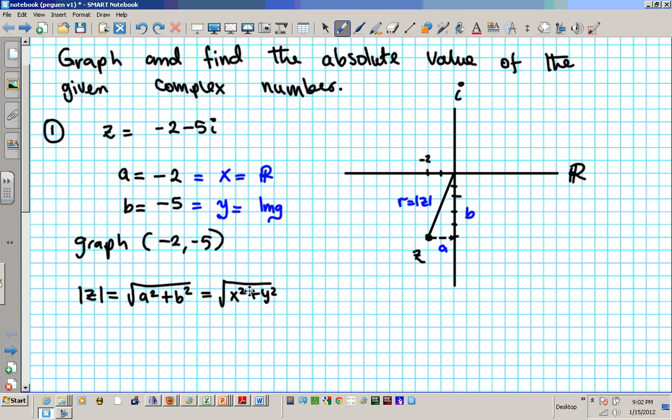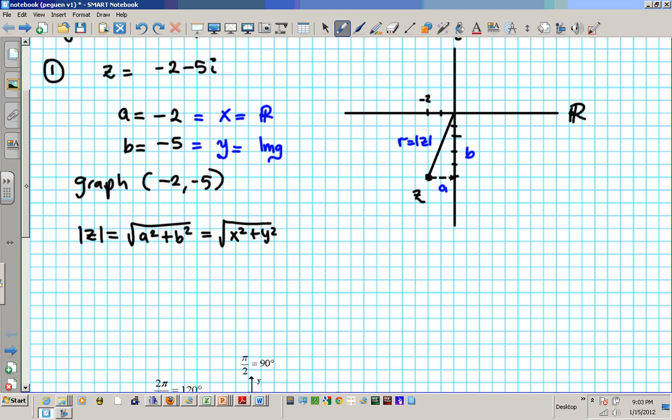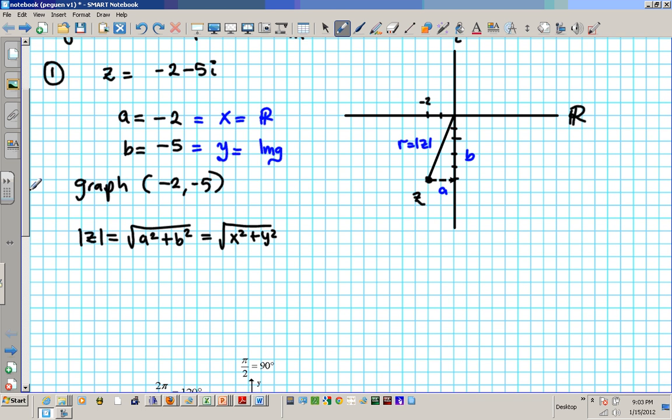So that's what we're going to do here. We know what a and b are, or x and y. We're going to plug them into this formula, and that tells us what the absolute value is. So let's go ahead and do it. We're going to have the absolute value equals the square root of -2 squared plus -5 squared.